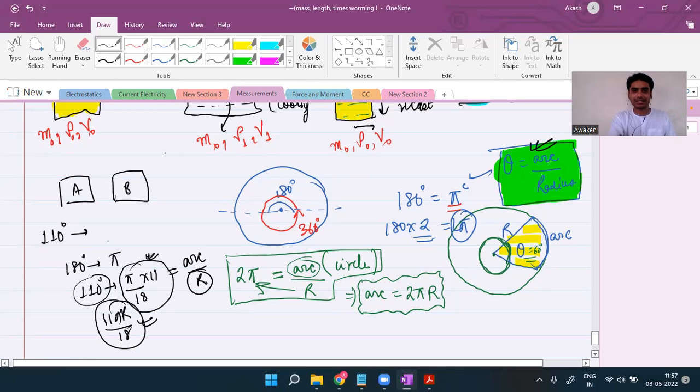So if any angle is asked, 37 degree, 53 degree, for 37 degree, what do you have to do? I have to write pi by 180, the pi into 37 by 180. This is the conversion into radians, and just multiply this by r. Okay, sure? Understood? In future, you'll remember this forever? Yes.